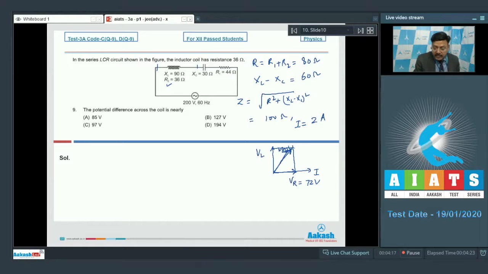So this was 180 volt and 72 volts, so we have under root of 180 square plus 72 square, and if we simplify and solve, this value is close to 194 volt. So the potential difference across the coil is nearly 194 volt. So option D is correct. Let's go to the next question now.